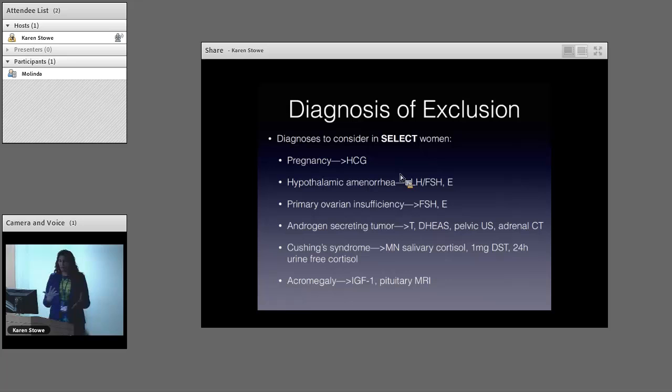I think that particularly in the adult clinic, it's important to have Cushing's syndrome on your differential, because often women with Cushing's disease present after many years of symptoms, and early on they may present with irregular cycles and maybe some abnormal hair growth. So check a midnight salivary cortisol or 1 milligram dexamethasone suppression test, particularly if the woman has underlying diabetes, high blood pressure, or of course any of the stigmata of Cushing's syndrome.